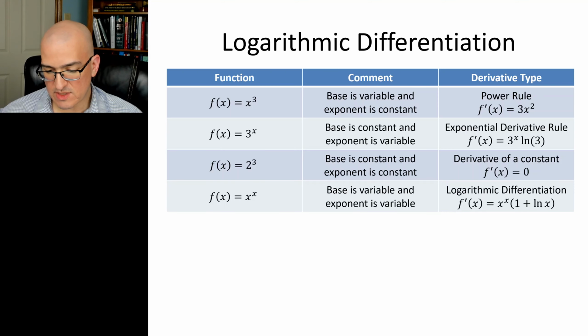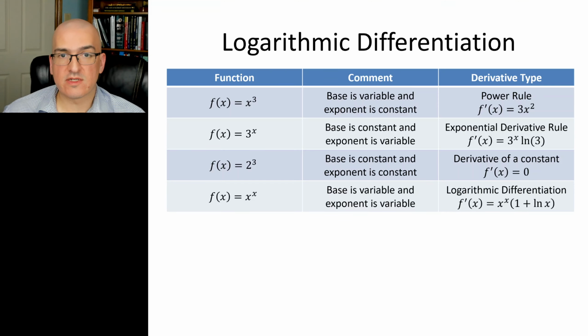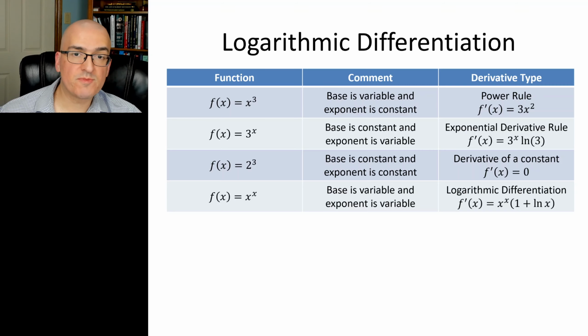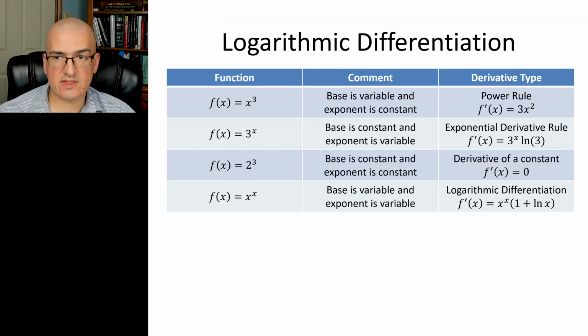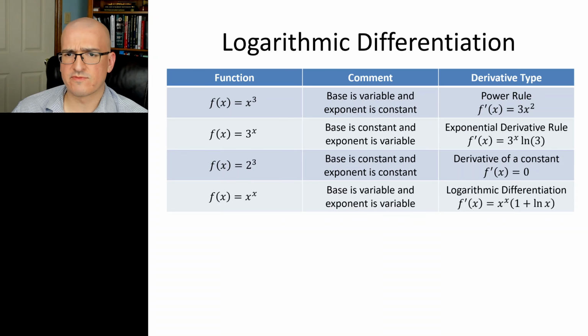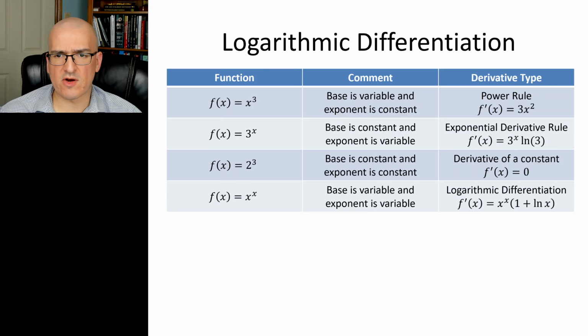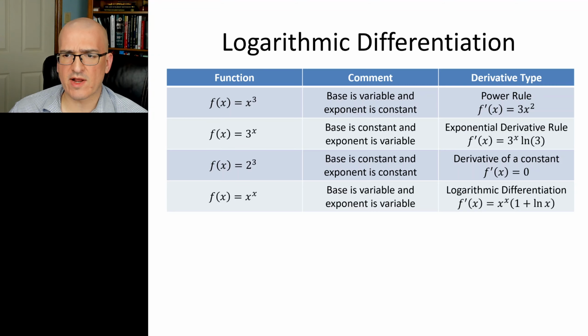But what happens if the base contains the variable and the exponent contains the variable? So the derivative of x to the power of 3 is 3x squared. The derivative of 3 to the x is 3 to the x ln 3. The derivative of 2 to the 3 or 3 to the 3 is 0. What happens if it's x to the power of x? And the answer is on the right hand side of the slide. The derivative of x to the power of x is something weird. It's x to the power of x times 1 plus the ln of x.